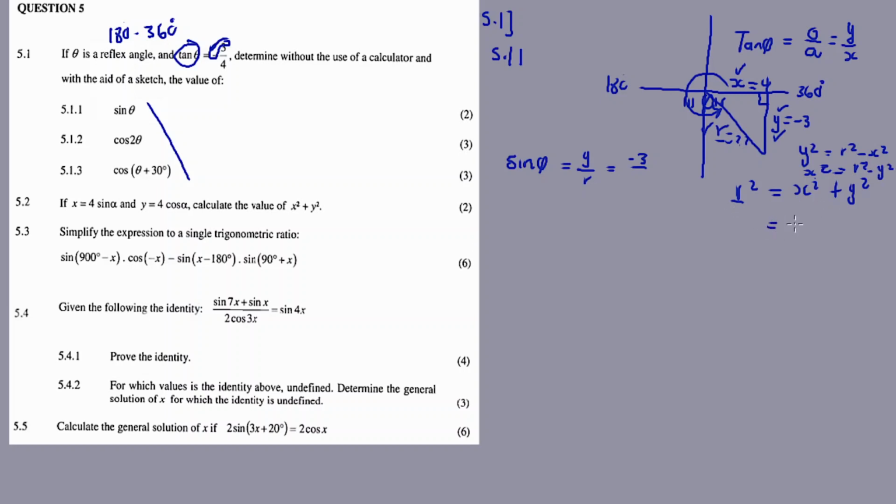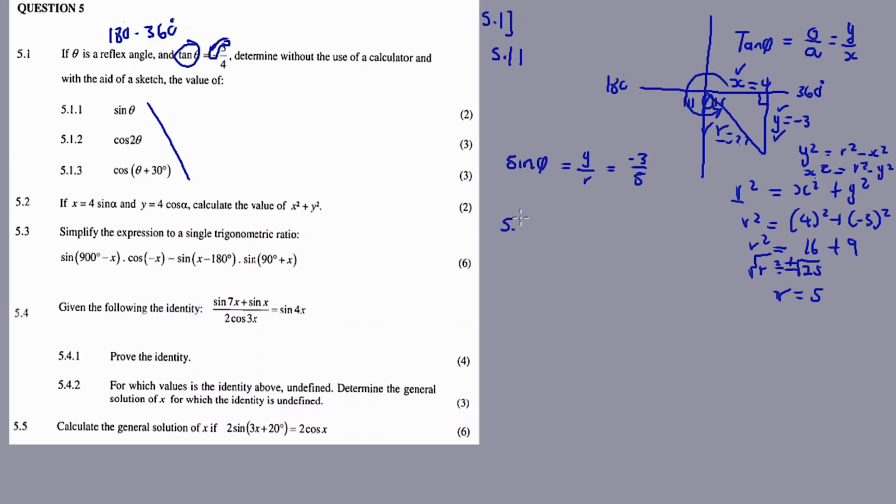Now let's substitute to find r. x is 4, then y is -3, then squared, we get 16, then 9, which is 25. Then r squared is equal to 25, square rooting both sides. I can see that r is equal to 5. Remember again, the r value is always positive. That's why I'm not saying plus or minus, because by rule r must be positive, so the r value is 5 here.